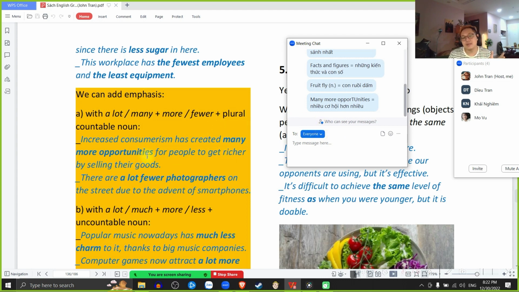Remember, opportunities is countable, so you have to use many, okay? Này đếm được cho nên phải dùng many nha. Nó phải là many more opportunities.